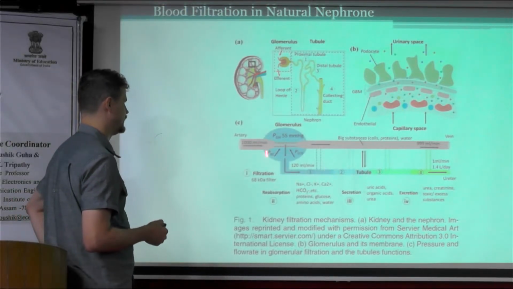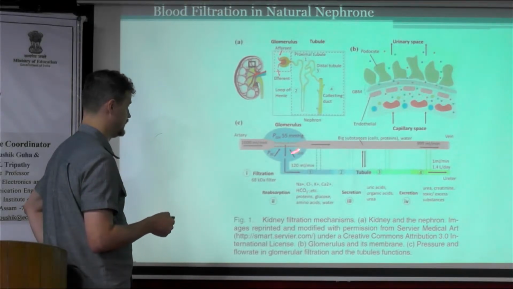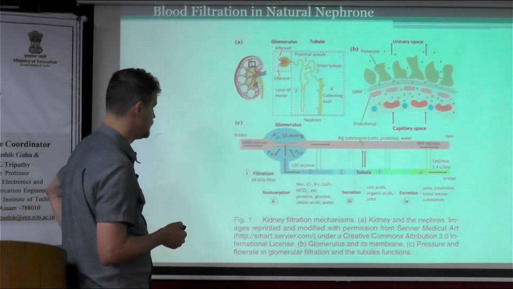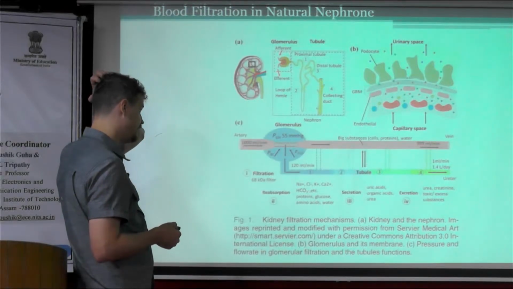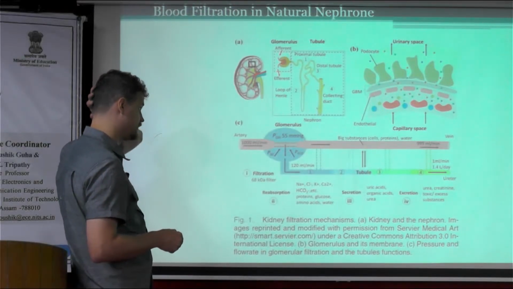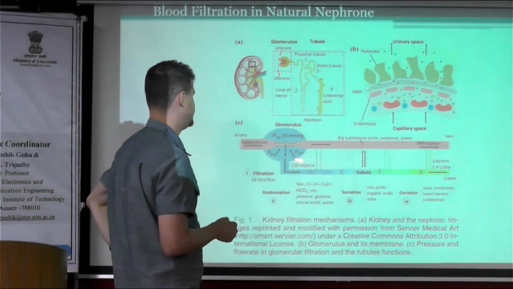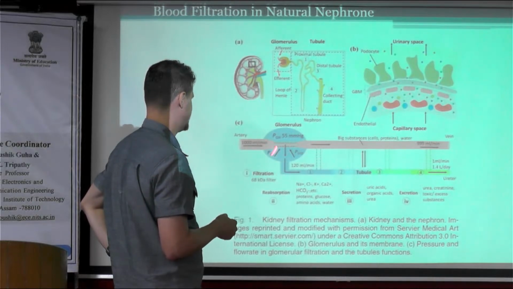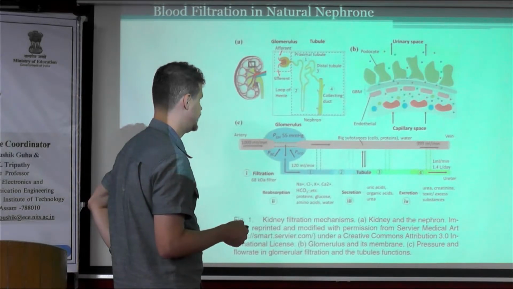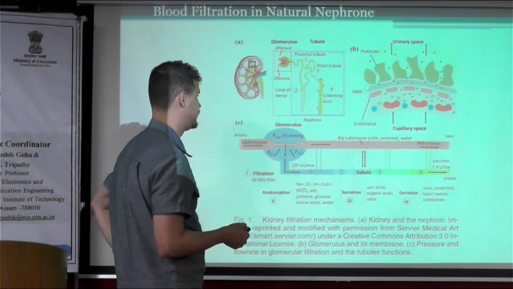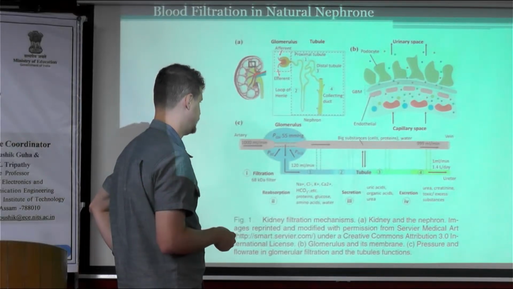Here is an explanation behind the pressure: the arterial creates the blood pressure, and the difference will be about 55 mmHg, and that's the glomerular filtration rate. And there is a difference between the blood flow in the afferent arteriole and the efferent arteriole that is created by the filtration rate.